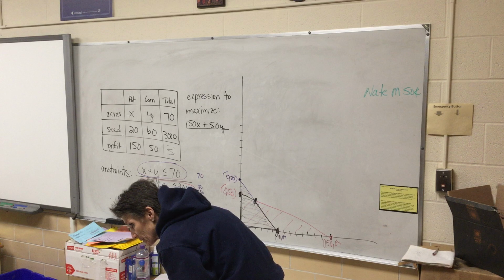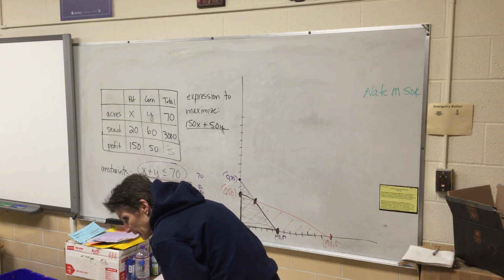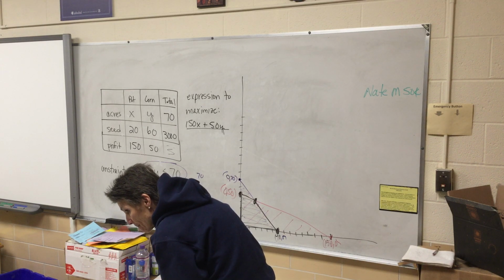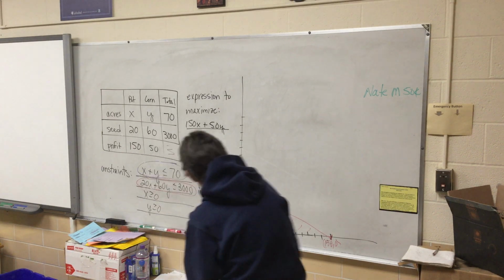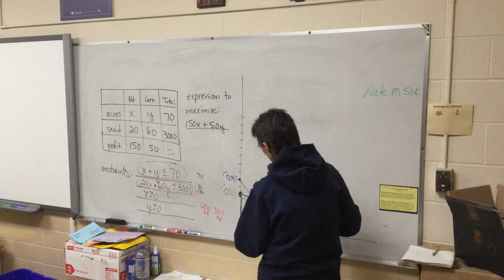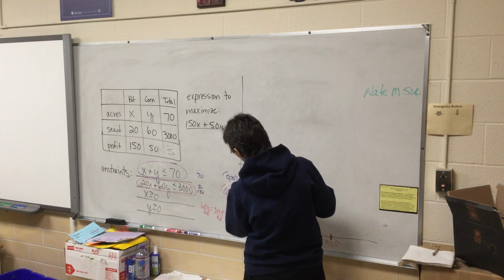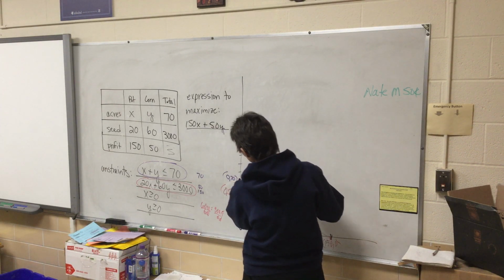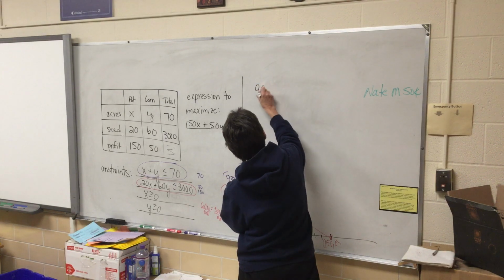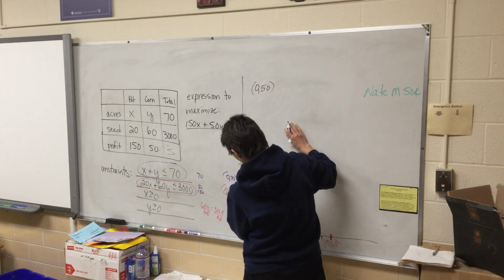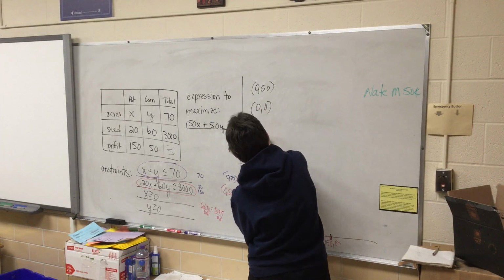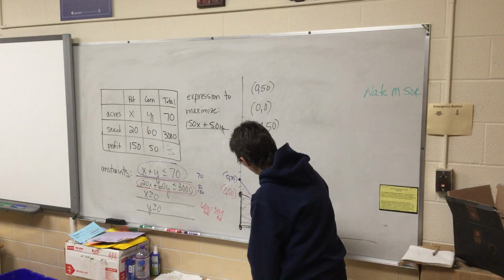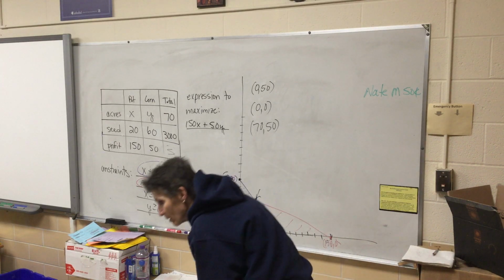All right, is everybody caught up to this point? Any question about the graph? Well, part of that says also find the corner points. So what are the corner points? Well, most of them are labeled. Most of them you know. That is 0, 50. That is 0, 0. This is 70, 50. And then, oh darn, we don't know that one, do we?